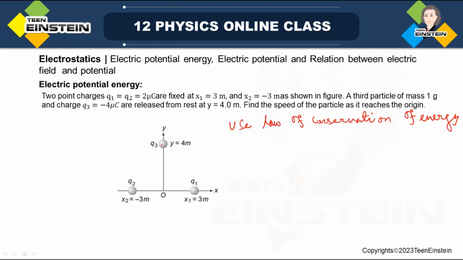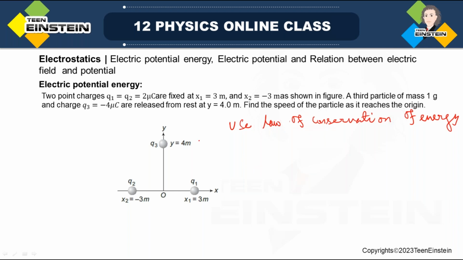We have to find out the final velocity of this charged particle, which is left from here, 4 meter above the origin. When it reaches near the origin, what will be the speed of that particle? That is the question here. So we have to use the law of conservation of energy. So how do we use that?